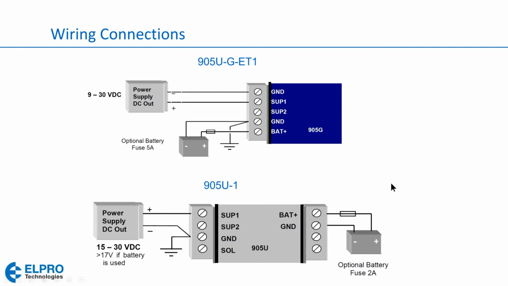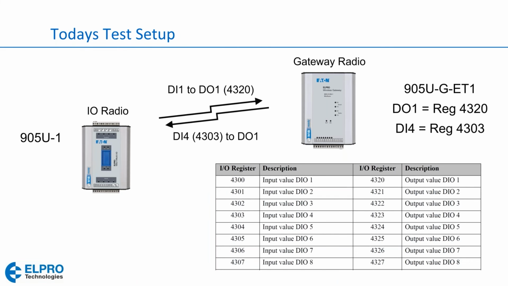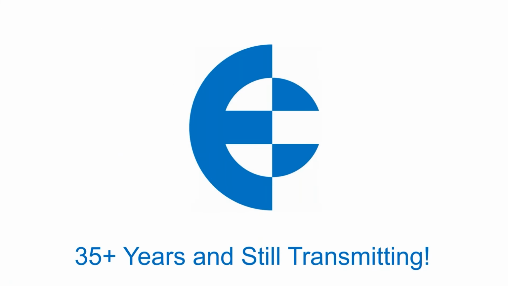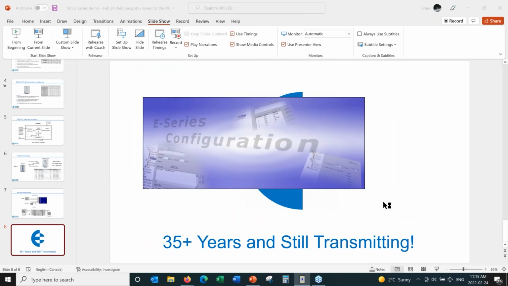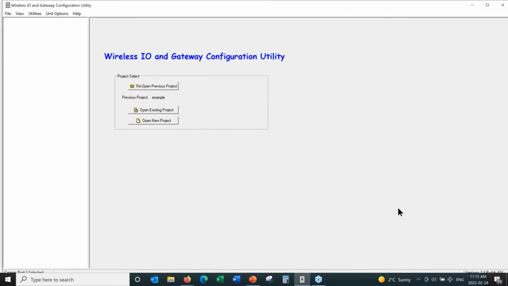Okay, so I have these two radios wired up right here, and that's the last part. I'm just going to head back to our test setup here, just so that we can refresh our memory as to what registers we're going to use. And now I'm going to run our software. Okay, so we'll head back over here, and I'm going to run the E-Series configuration software.